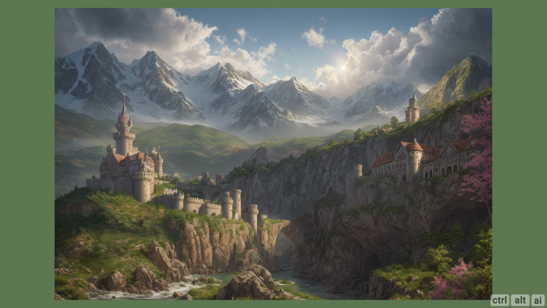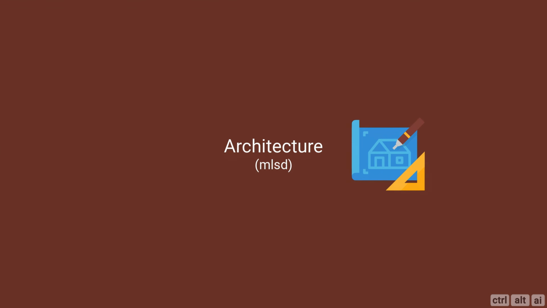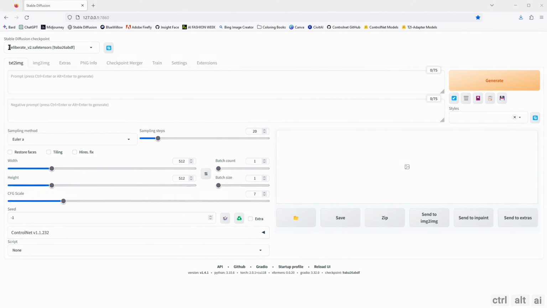Next, let's look at MSLD and how it can be helpful for architectural prompts. For this demo, I am using a checkpoint called deliberate, and I will put a straightforward prompt. A modern living room, teak wood, and leather decor. Just changing the settings a bit, and we'll generate an image.